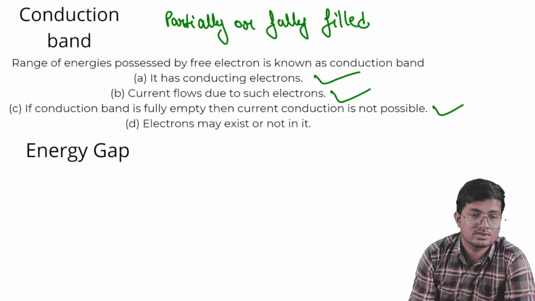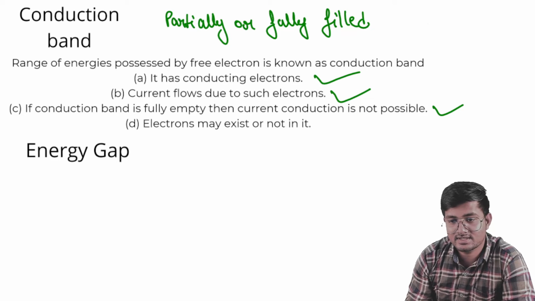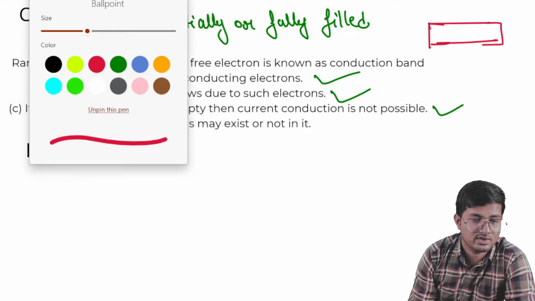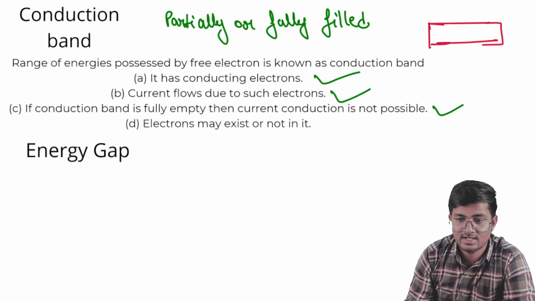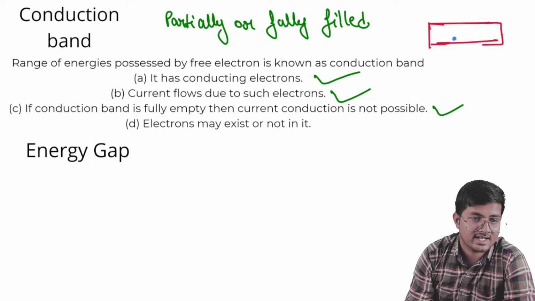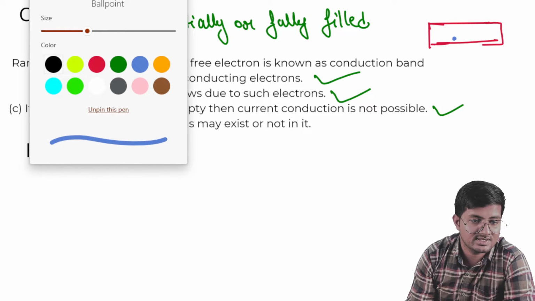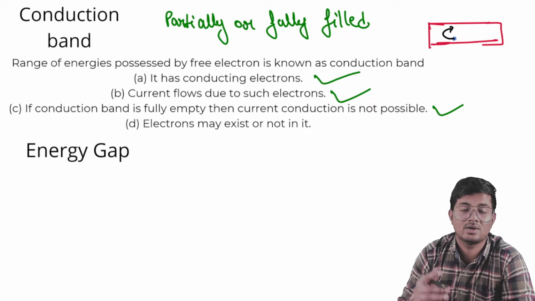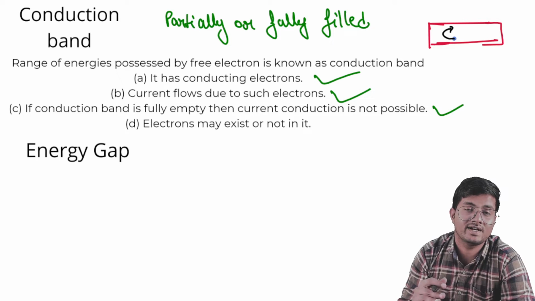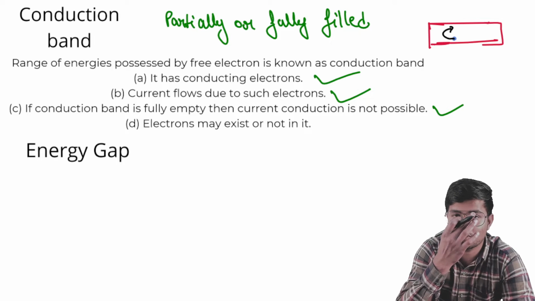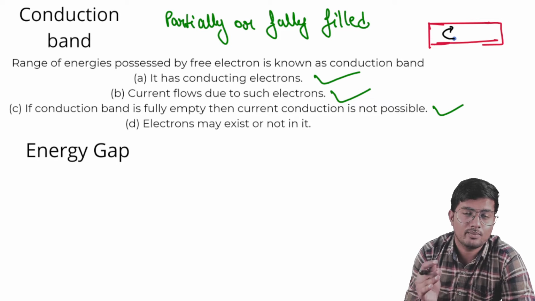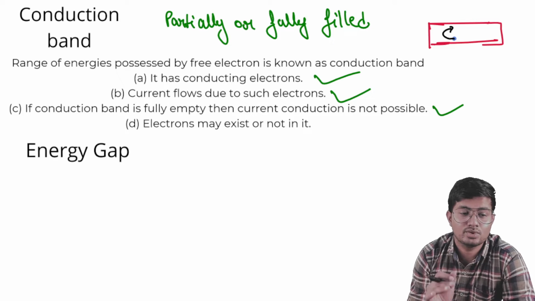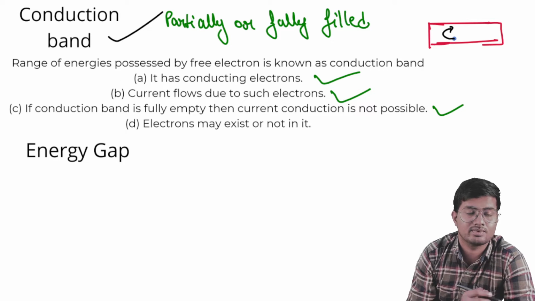Because what happens is, if this is a conduction band and it is partially filled, it means that an electron here can jump in the same band. This electron can jump in the same band to a higher value of energy. When it gains some energy, it can go to a higher place. So for the conduction of current, mostly the conduction band is responsible.